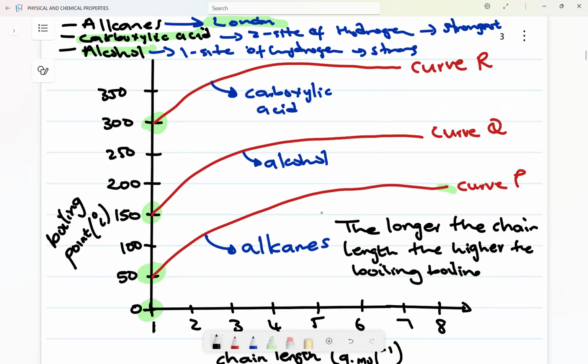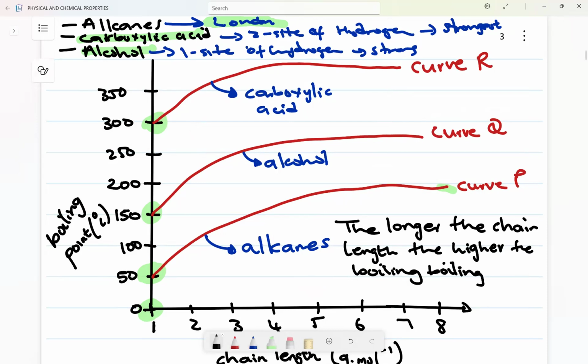But if you don't know how to put it in proper English, you can say an increase in chain length causes an increase in the boiling point. That's also acceptable. But I'm not using the very nice English here. I'm going to say the longer the chain length, can you see, if my chain length becomes longer, what happens? The boiling point becomes higher for all of these. So this is the conclusion that we can come up with.